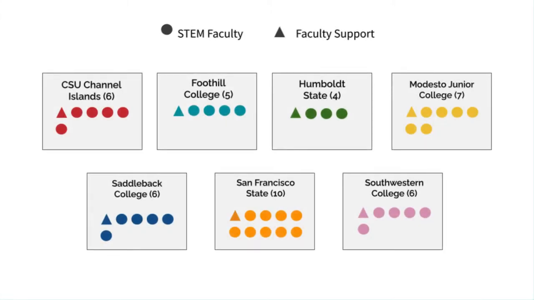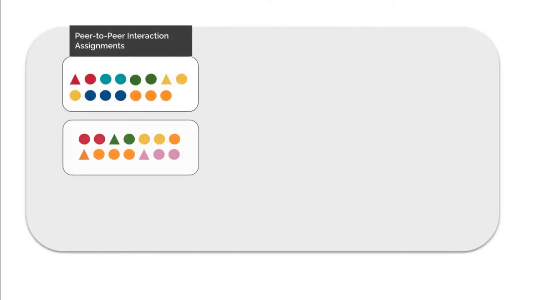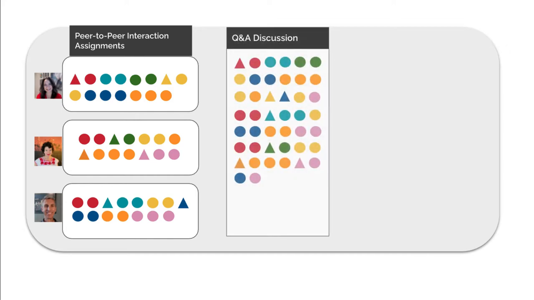In this course, you are one of 44 participants, comprised of STEM faculty and faculty support experts from 7 institutions, and we've organized this course to maximize your learning. Over the next 6 weeks, you'll engage in smaller group discussions with your peers, which will be supported by a lead facilitator. Now, to ensure that you always have access to the collective wisdom of our diverse group, we have included a Q&A discussion where you'll have direct access to all participants and facilitators.